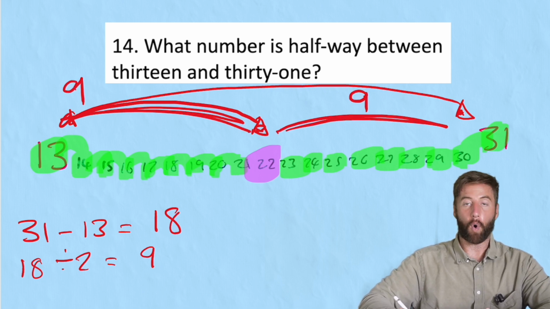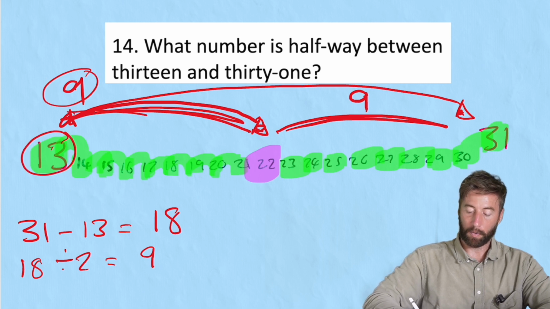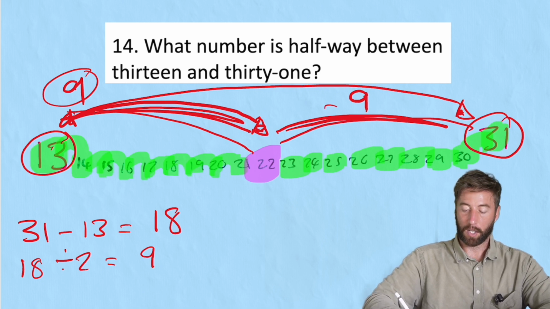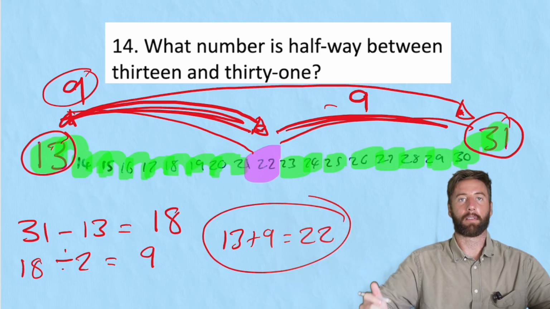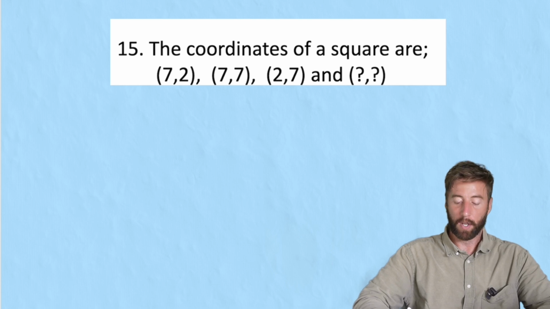To find out what that number would be, I could either do 13 add 9, which would get to 22, or I could do 31 minus 9, which would also get to 22. So I'll do 13 plus 9 equals 22. Simple. Question 15 says the coordinates of a square are 7, 2, 7, 7, 2, 7, and something.